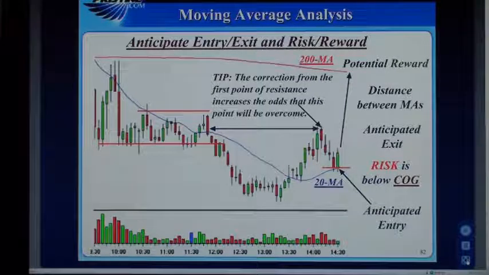And once we enter that, we're going to be focused on this pivot high as our first reference point of resistance, whether prices can overcome that. And if prices can continue to move above that level, we'll look for them to move up toward that 200 MA, which is in alignment with that prior price high, as a reference point to exit our trade and take profits.